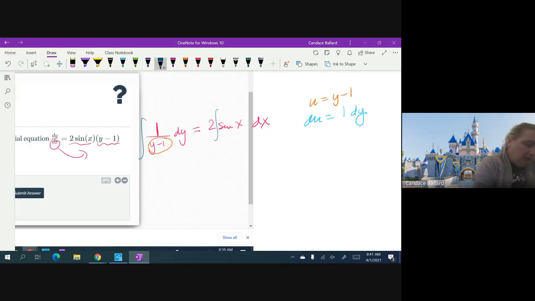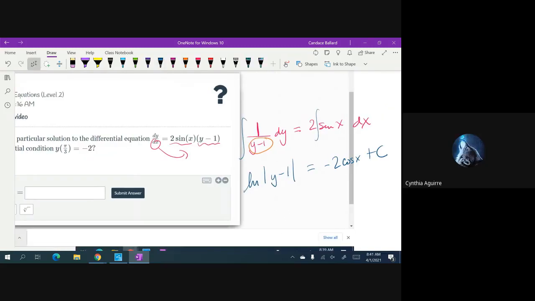So when I integrate that, I get natural log absolute value of y minus 1 equals, and then we integrate sine, we get negative 2 cosine of x plus c. Are we good so far? Yes. Okay.